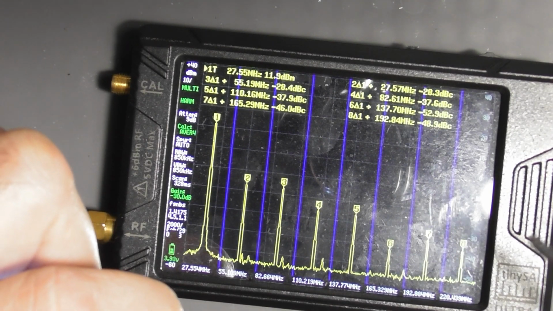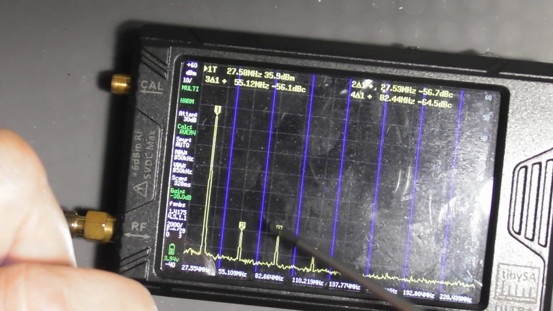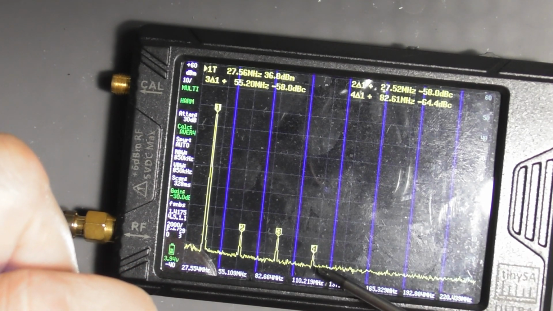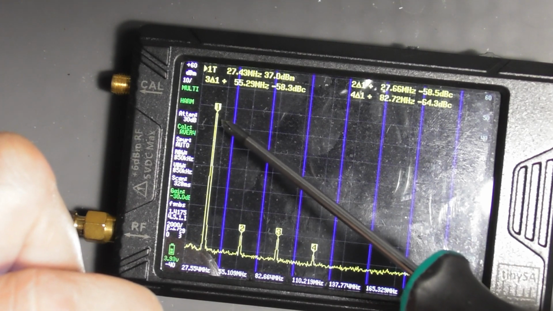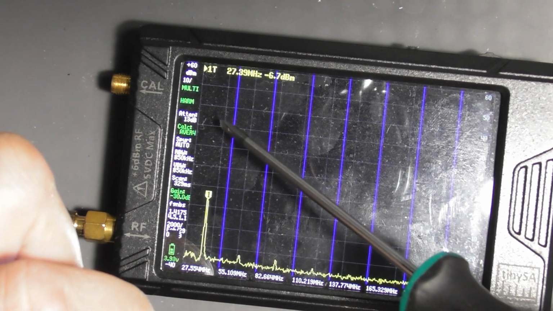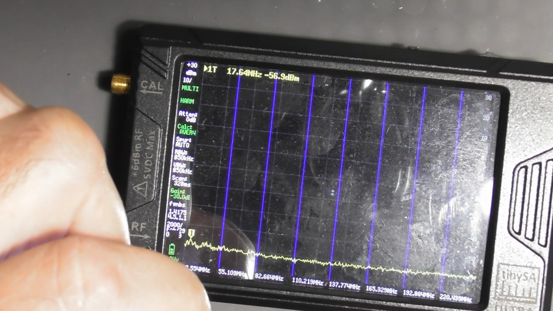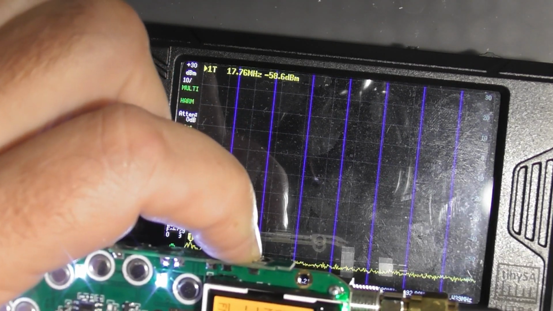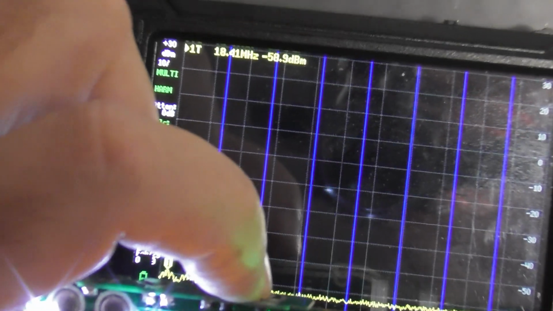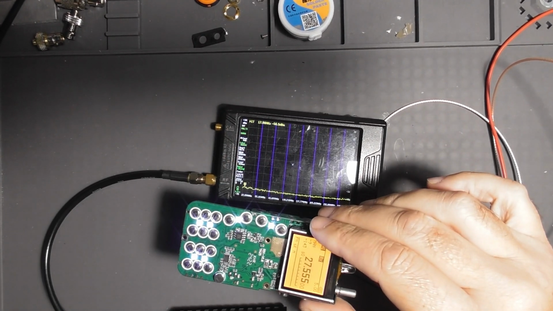Okay, so this is after the modification. As you can see, the harmonic content is pretty low. We're looking at minus 60 dB and lower. And your output is at 37 dBm, which is about 5 watts approximately. So I'm going to put this back in the casing now and we can have a look at changes. It's going to go even lower once it's in the casing.